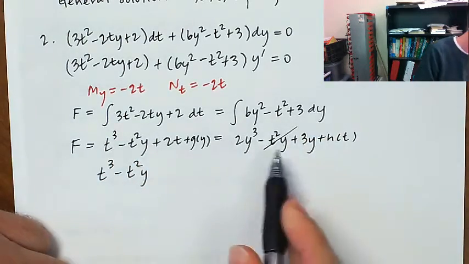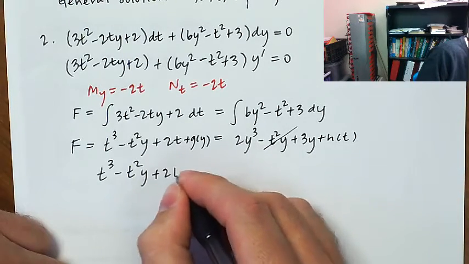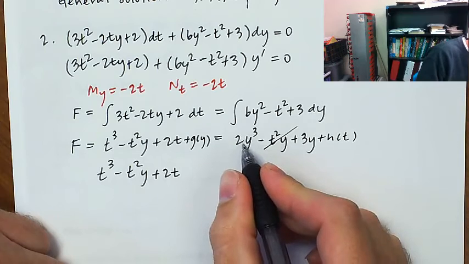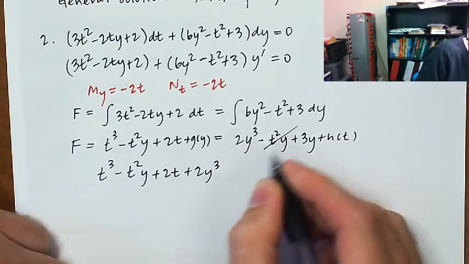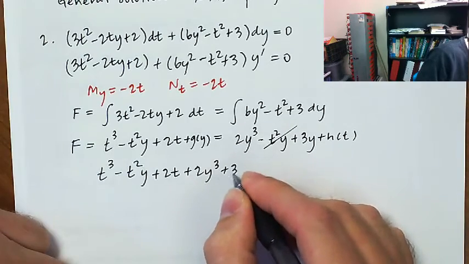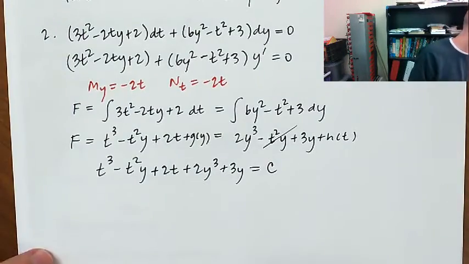Well, I already included it there. I don't need to include it twice. Plus 2t, plus 2y to the 3, plus 3y. Well, that's going to equal some constant. That's going to be my general solution to number 2.